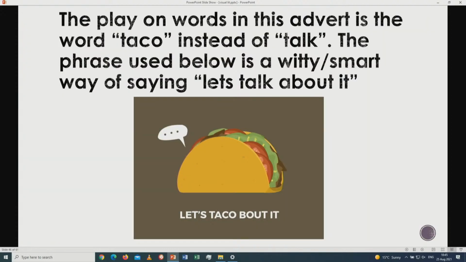Now let's look at this one, the advert. Let's talk about it. When you look at it, the play on words in this advert is the word taco. Instead of talk, the phrase used below is a witty, smart way of saying let's talk about it. So you can have this advert and then you need to understand what it means.